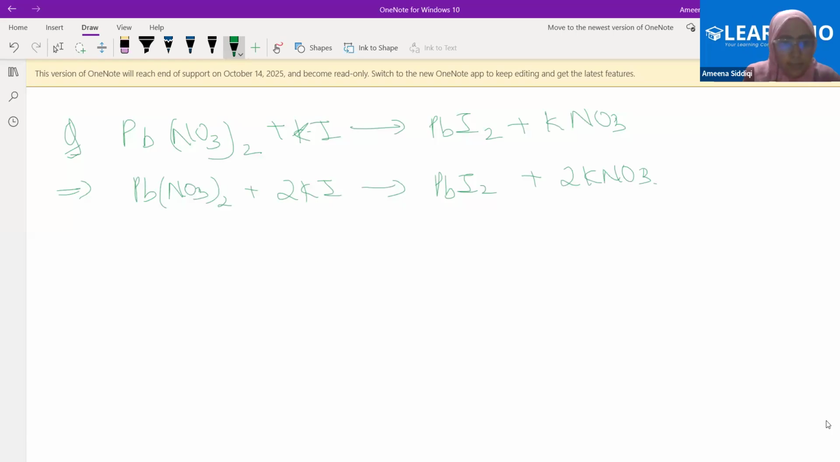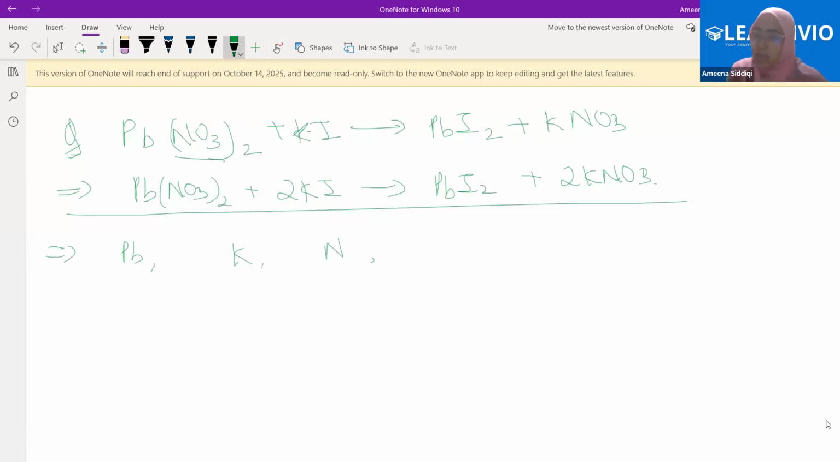Let's check it very quickly. First of all, how many elements are left? Pb, K, N, O. Oxygen is different. Hydrogen is a compound, but we are talking about elements. Wherever there's a symbol, that represents one element. Just see how many symbols are here.